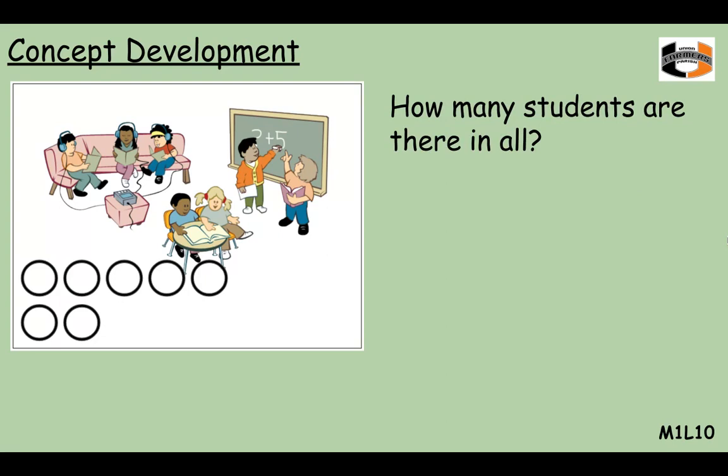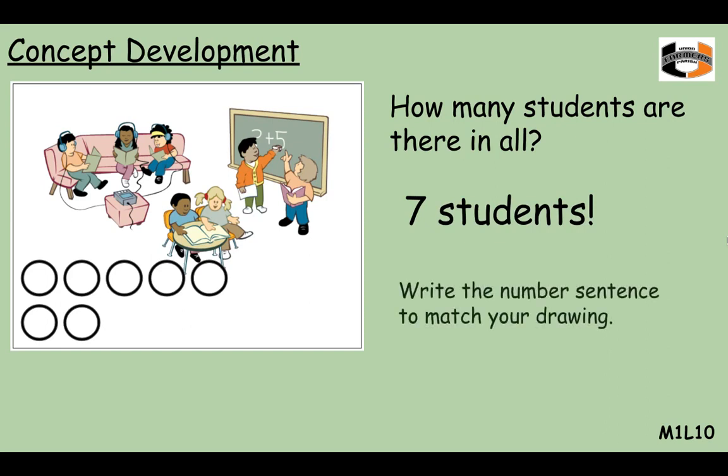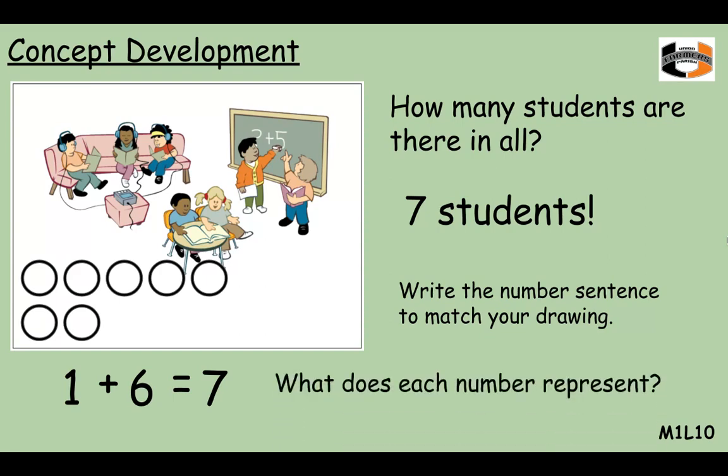How many students are there in all? 7 students. Write the number sentence to match your drawing. So 1 is the 1 student writing on the board. We're going to add the 6 students not writing on the board. And the total of students is 7. 1 plus 6 equals 7. What does each number represent? 1 represents the 1 student writing on the board. 6 represents the students not writing on the board. And 7 represents all of them.